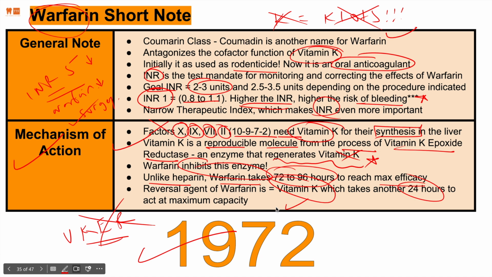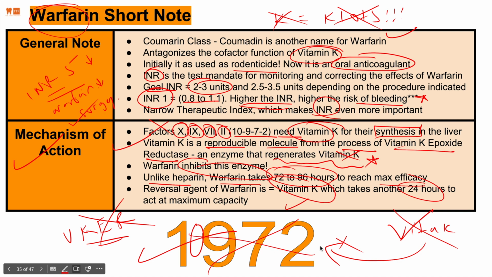So, warfarin, 1972. Factors 10, 9, 7, and 2 are blocked by warfarin indirectly, right? Because vitamin K is needed to produce these in the liver. Warfarin blocks vitamin K's recycling directly, therefore indirectly blocking coagulant factors. Okay.